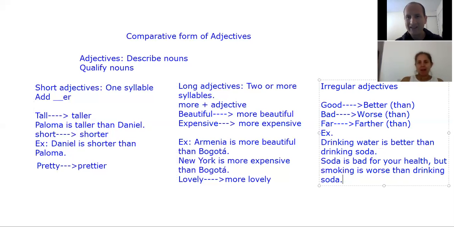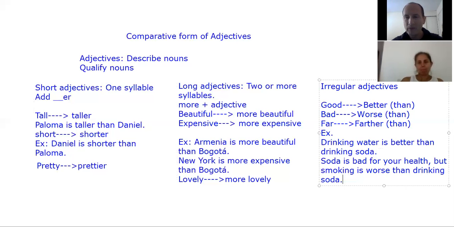Okay. But... ay, no, espérate, es decir, pero no creer en Dios es peor. Okay, well, but not believing in God is worse. Exacto. Okay, that's good. Excellent.